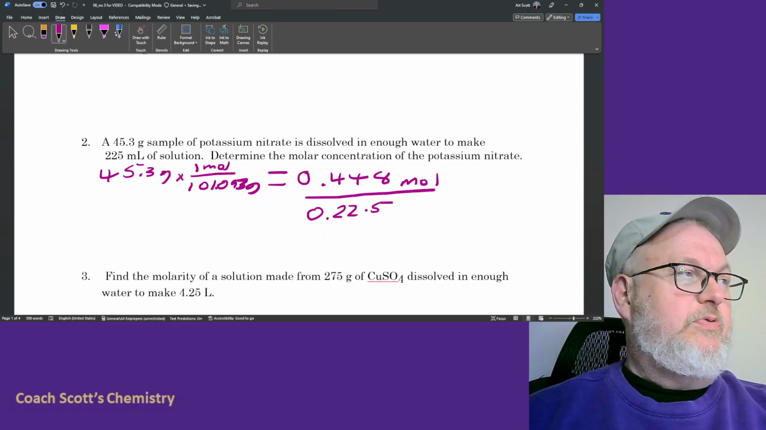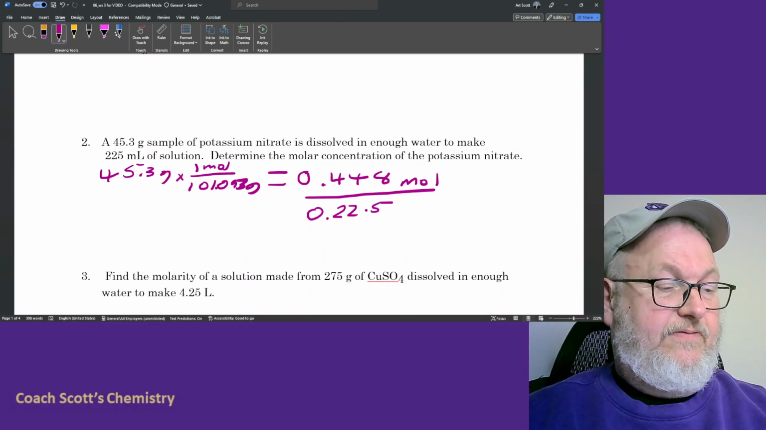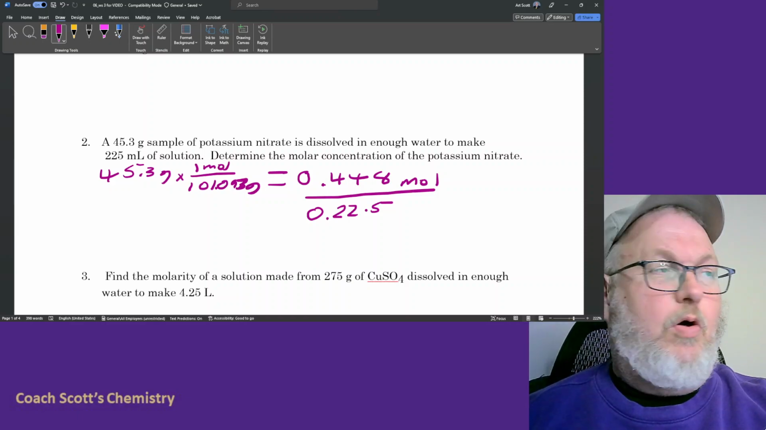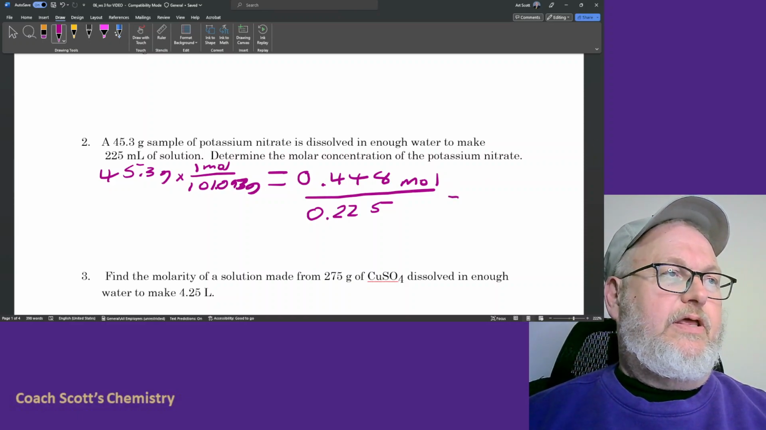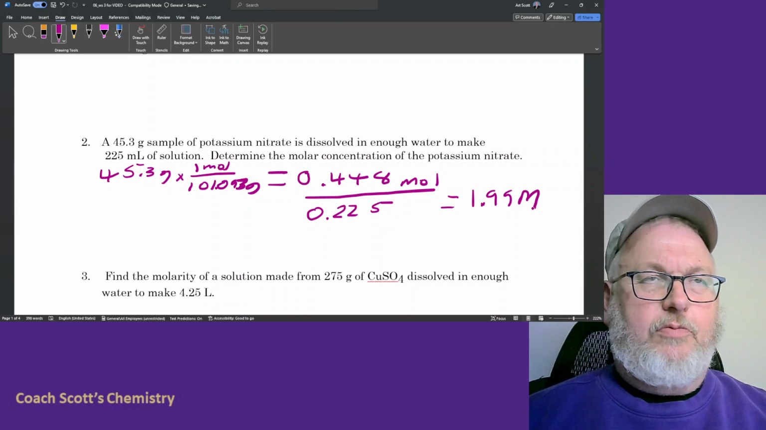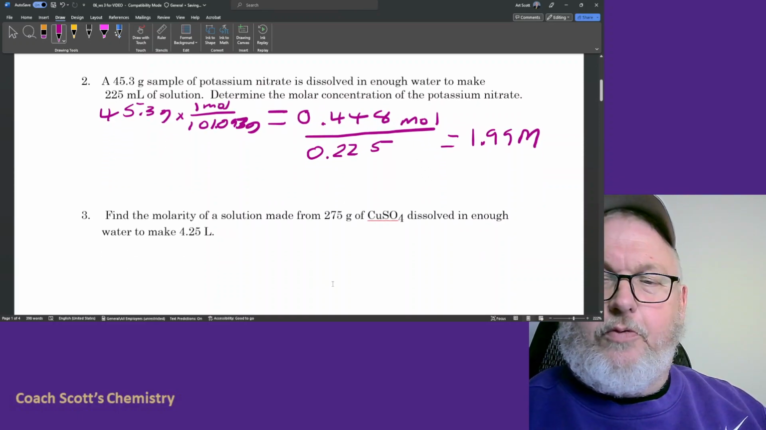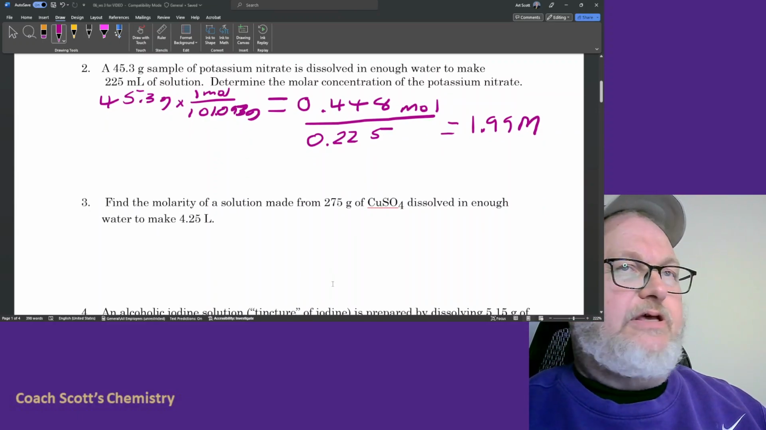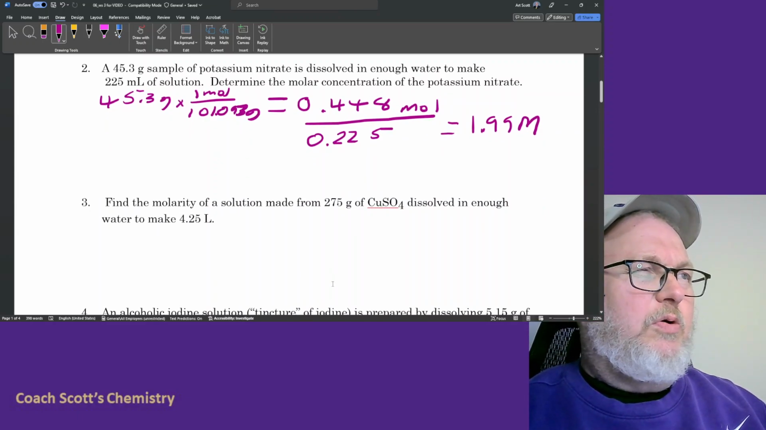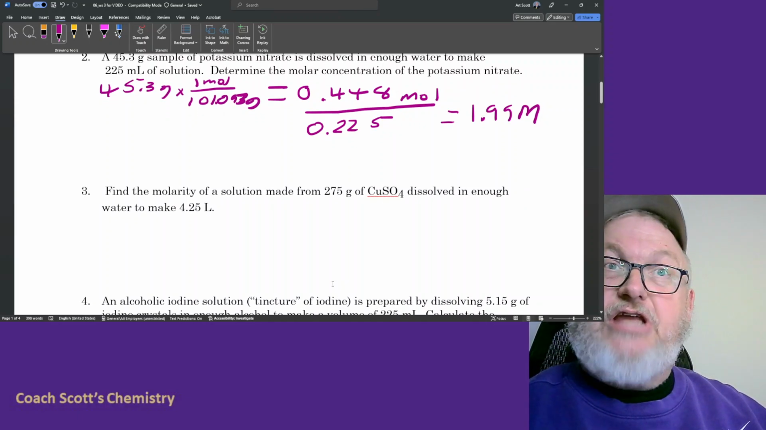All I gotta do is switch that pesky little decimal over 3 places to the left. See what I get. Divided by 0.225 means I got 1.99 moles per liter. Molarity of 1.99 moles per liter, capital M, molar. 1.99 molar. A lot of people say molar different ways. It all works for me. So that tells me how many moles are in a liter of that solution. So it gives me a standard, if you would.